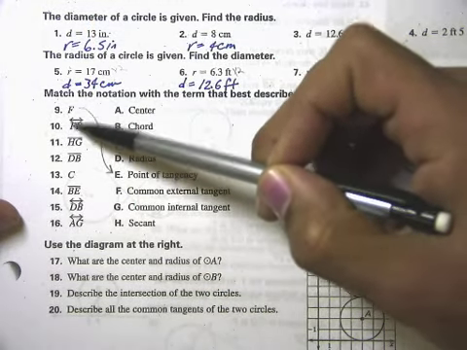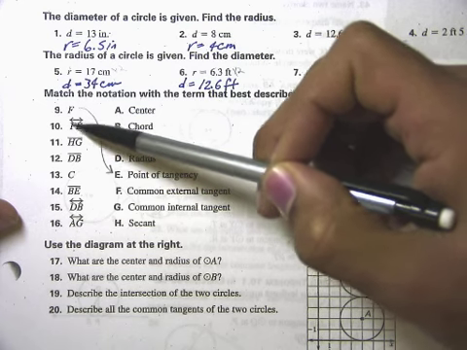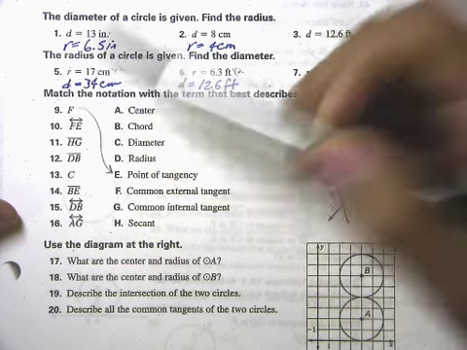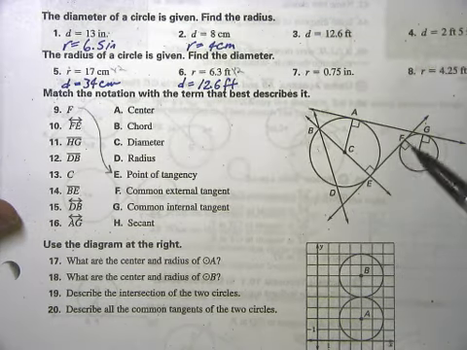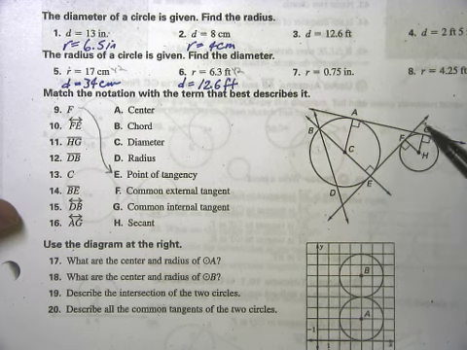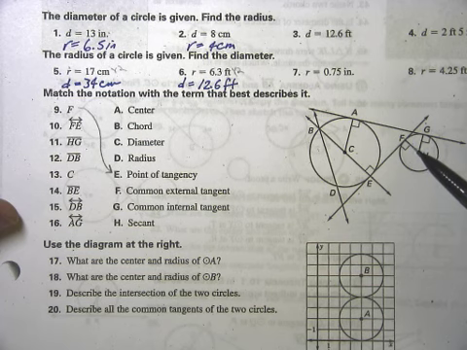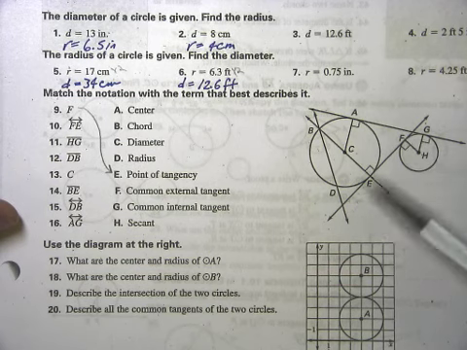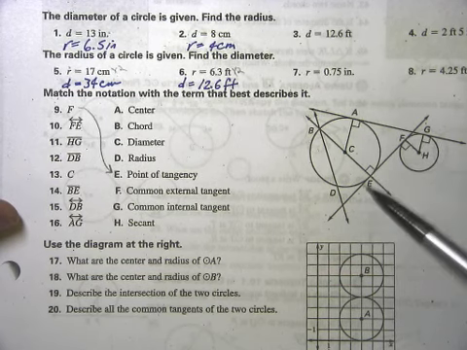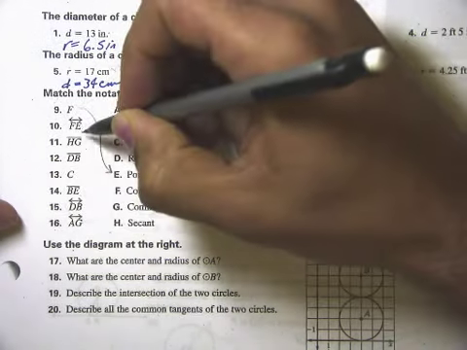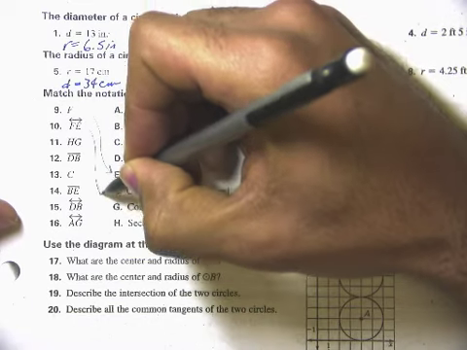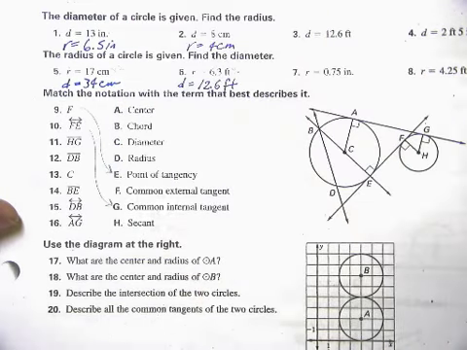Number 10, notice the double arrows above the two letters, so that lets you know that you're talking about line FE. So if we look here, here's my F, here's my E, here's line FE. And if you notice, line FE is tangent to circle H, and it's also tangent to circle C. And it's in between the two circles. So we could say then that it's a common internal tangent. So number 10 is letter G.